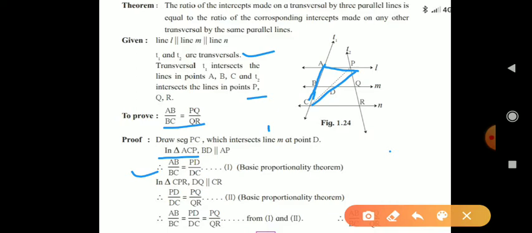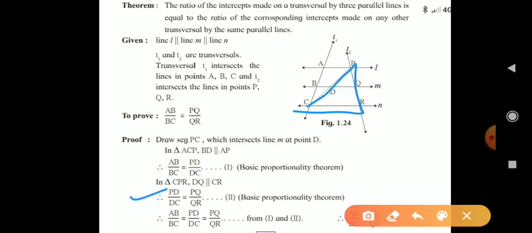Now see triangle CPR in the diagram. Here I draw triangle CPR separately. The same condition is here: DQ is parallel to CR, and therefore again according to the basic proportionality theorem, PD upon DC is equal to PQ upon QR. This is equation 2.